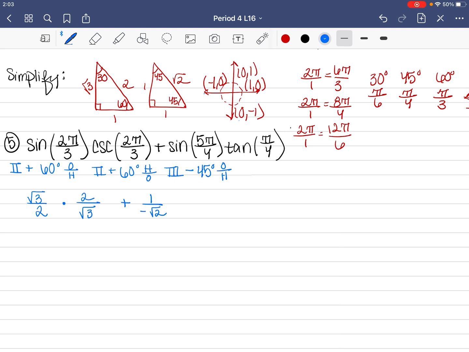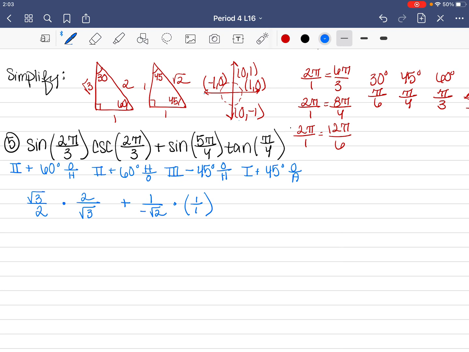And then the last one, tangent of pi over 4, that's in quadrant 1 where tangent is positive. The reference angle is 45 degrees, which is pi over 4. And tangent is opposite over adjacent, and that's going to be 1 over 1.